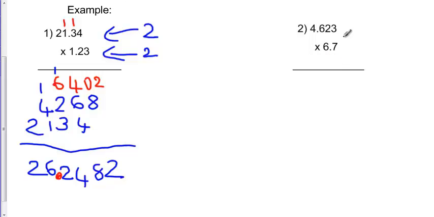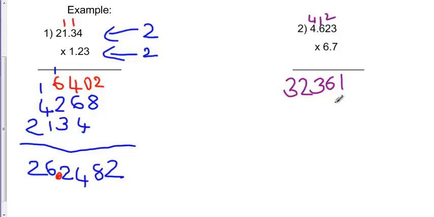This problem says it's 4.623 times 6.7. Let's go ahead. 7 times 3 is 21. Carry the 2. 7 times 2 is 14, 15, 16. Let me write that again. 6. Okay. 1. 7 times 2 is 14, 15, 16. 1. 7 times 6 is 42. Plus 1, 43. 4. 7 times 4 is 28. Plus 4 is 32.